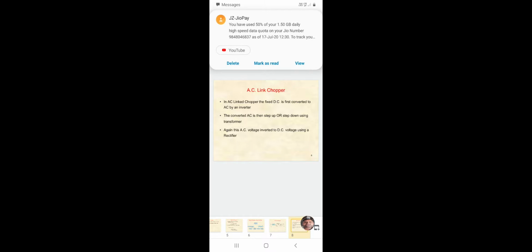This is the theoretical explanation. The AC link chopper takes fixed DC, which is first converted to AC by an inverter, then stepped up or stepped down by using the transformer. Again, this AC voltage is converted to DC voltage by using a rectifier. So this is the AC link chopper.